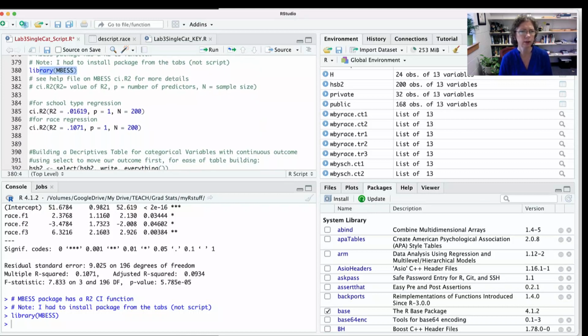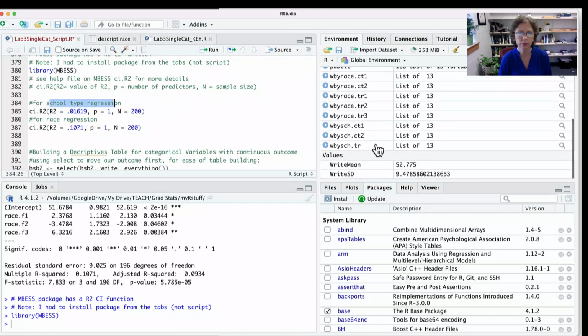And basically, we need to get some information out of the regression to put into this function called CI R squared, confidence interval for R squared. We have to look at the R squared value. So for this school type regression, I can go back to one of my school ones, because remember, the overall model didn't change. It's got the same R squared and sample size and all of that for all of those.